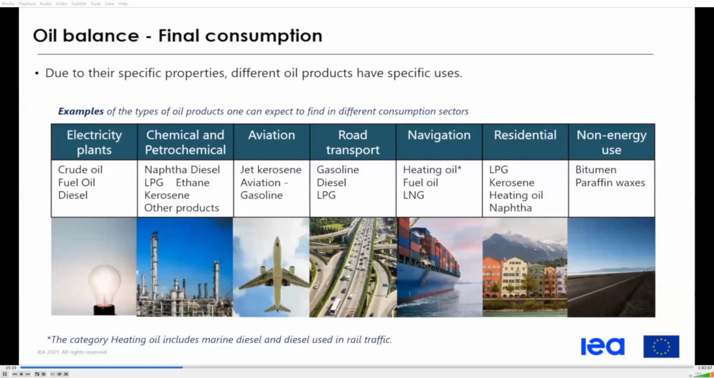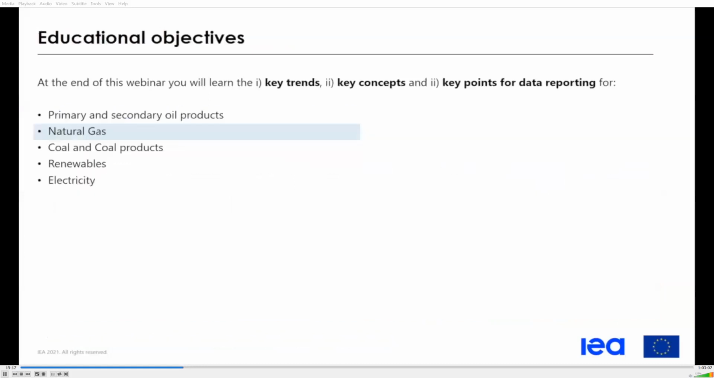This is the last part. This is the end of our discussion on oil products.